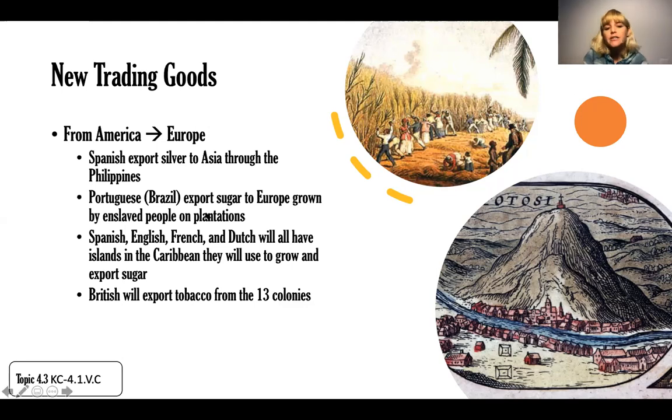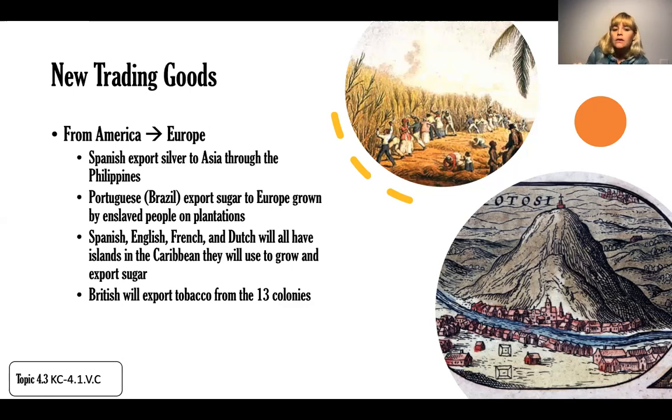The Spanish, English, French, and Dutch are also going to have islands in the Caribbean, all right? And again, they too will be exporting sugar. And again, sugar is absolutely miserable to chop down and create. So they too will be importing African enslaved peoples to work on these plantations, and it will be miserable, but you need to understand that African enslaved people will be a commodity.